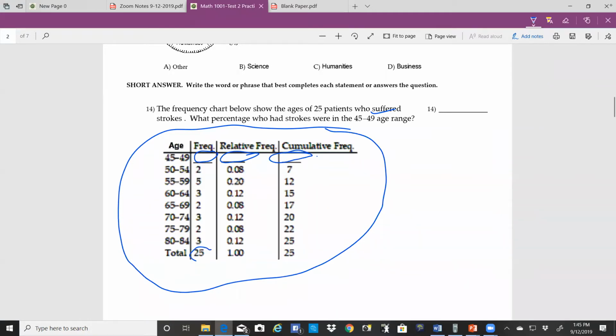Well, if there were a total of 25 data points, you add all these up, and what is it? 7, 10, 12, 13. So that would be 5. Yeah. So 5 out of 25 is 1/5 or 20%.